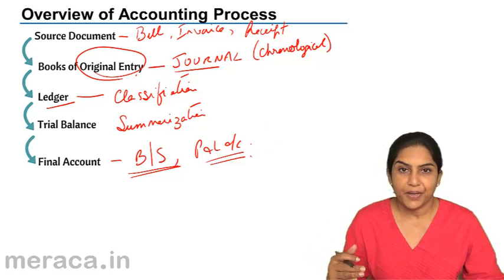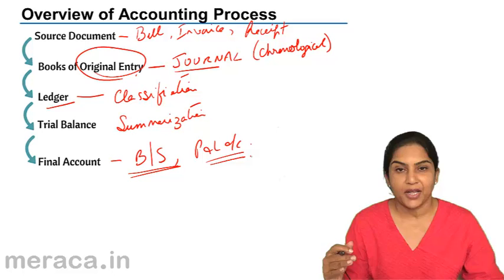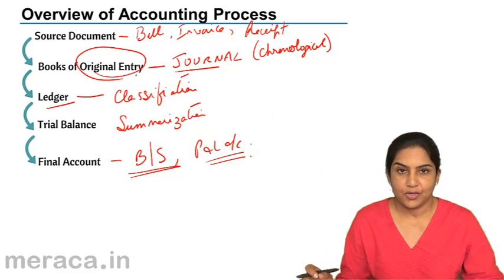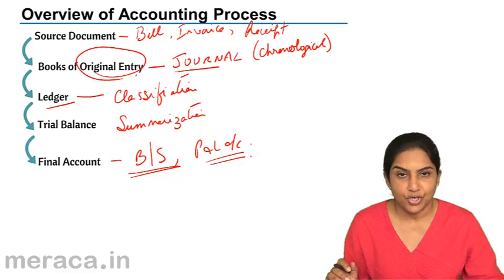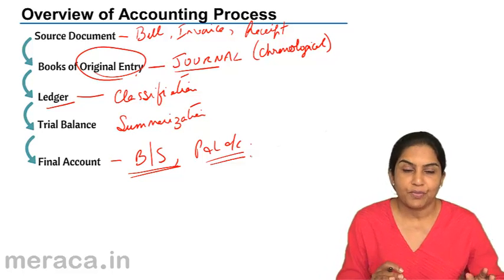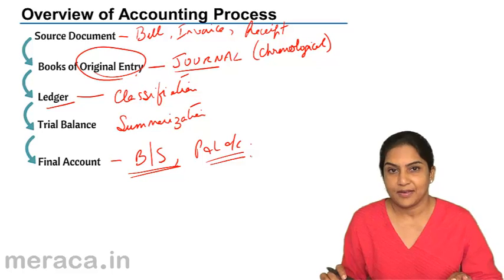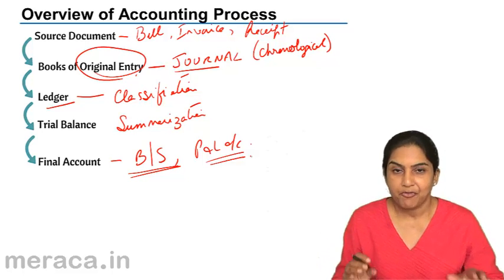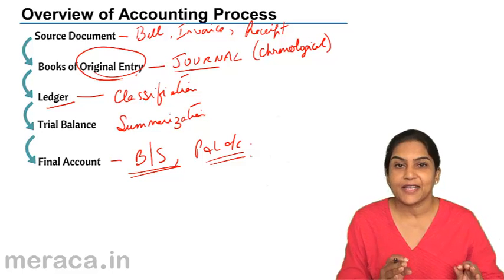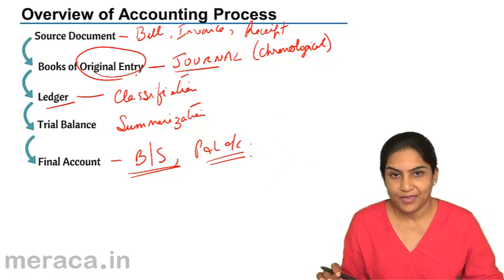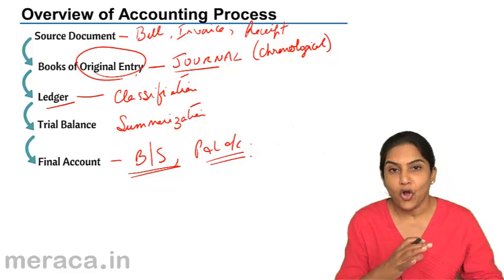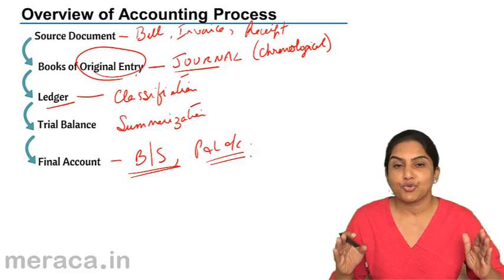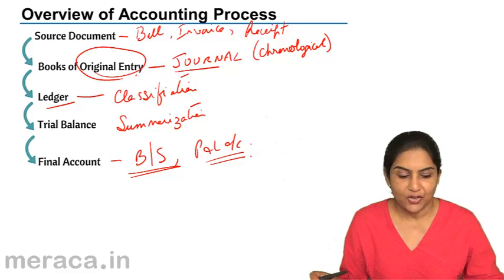So this would be how the entire accounting process flows. You start with certain source documents. Based on those documents, we make entries following the double entry system in a journal. From the journal, we classify the accounts in a ledger. And the summary form of all the ledger account balances is a trial balance. This much we will discuss in this particular session.